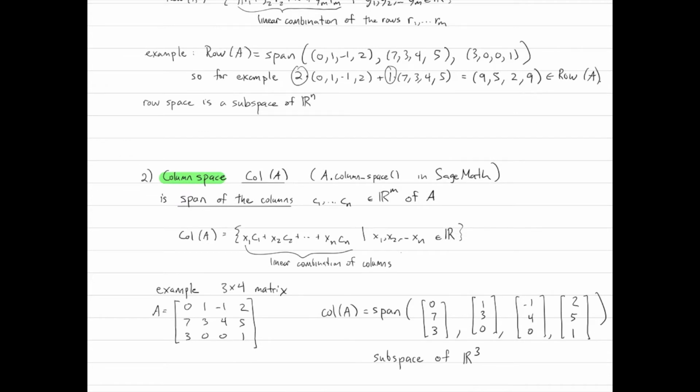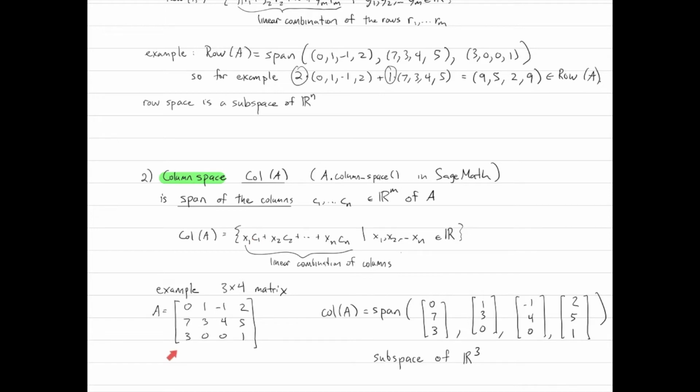The column space then is similar. It's simply the span of the columns of our matrix A, and it lives inside R^m since each column vector has m entries, so is an element of R^m. The column space is denoted col A, and in SageMath the command is like so. And here's just a way of writing this. This is the linear combination of the columns. The coefficients x1, x2, up to xn are those scalars that multiply the columns.